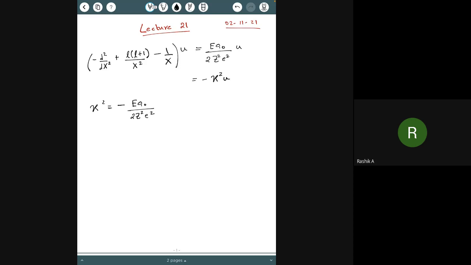Now we'll do something that we've done before. We'll try to guess the form of u, first in the limiting cases, and then we'll generalize it to an ansatz, and then try to see what solutions we end up with. So the first limit is when x tends to infinity. So the limiting solutions.